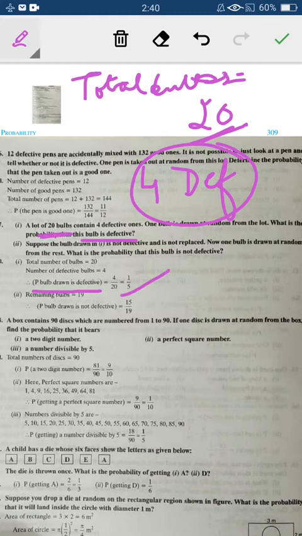Now the next part is, suppose the bulb drawn is not defective and is not replaced. Now a very important part comes here. Suppose the bulb you have taken out is not defective, right? It is a good one and it is not replaced. It means that bulb is not kept inside the lot. So that bulb is outside now. So how many remaining are left? Remaining bulbs are now 19, because one is taken out.